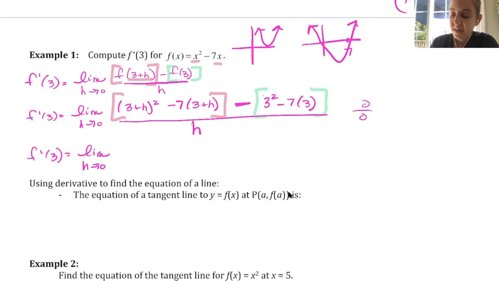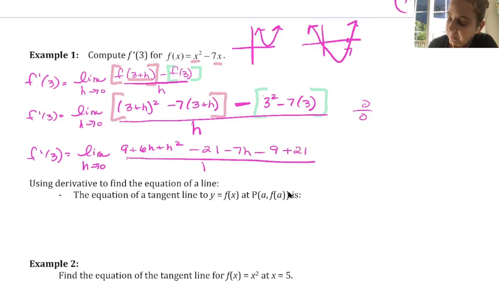Well, I see something that I can FOIL out. I see something I can distribute. So we're going to simplify all this. So (3 plus h) squared becomes 9 plus 6h plus h squared, minus 21 minus 7h. I'm going to distribute this negative, so this becomes a negative 9 plus 21, all over h. Yes, it should look that long and expanded when you do this. That's absolutely correct. Then you want to go through and cancel things.